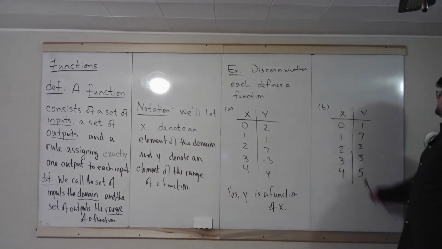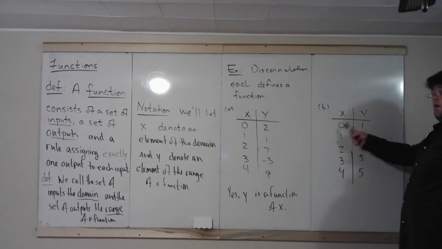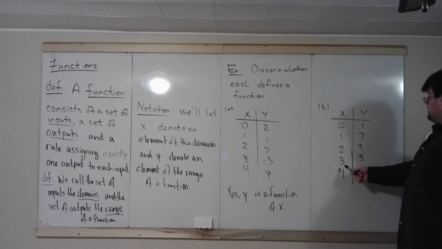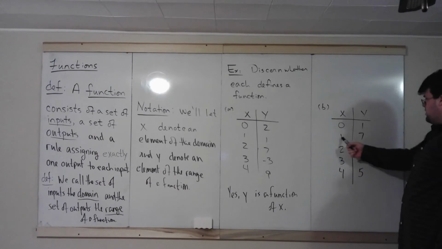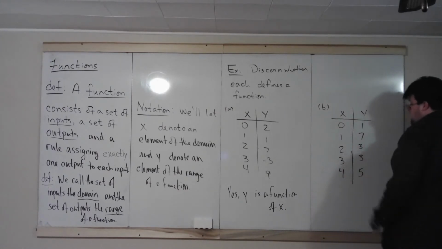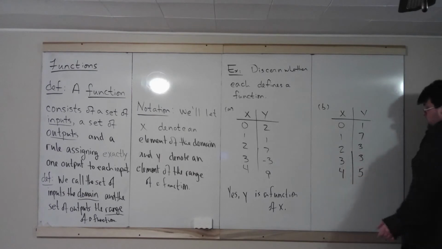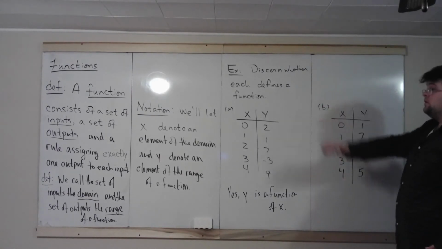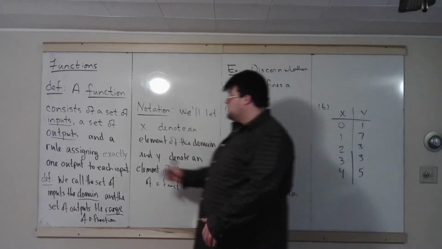Well, does it? We have input 0 going to 1. Input 1 goes to 3. Input 2 goes to 3. Input 3 goes to 3. I think I said 1 goes to 3. 1 goes to 7. Sorry. 2 goes to 3. 3 goes to 3. 4 goes to 5. So each of these inputs does have exactly one output.